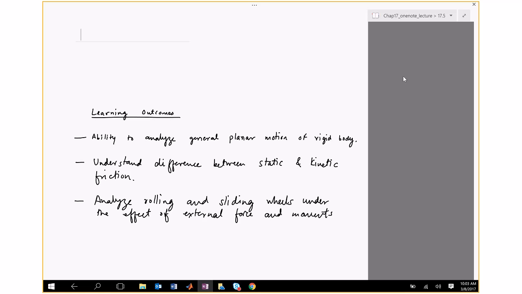Axis. It doesn't have to be a fixed axis. So the outcomes for today's class are the ability to analyze general planar motion, okay? Then the difference between static and kinetic friction, and then how to analyze when a wheel rolls or slides. And I'll do a problem on that. I think that's a fairly hard concept, so I'll spend a bit of time on that.